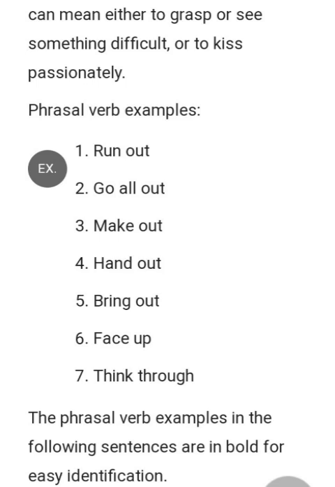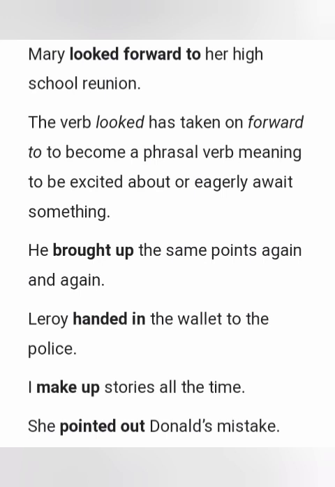The phrasal verb examples in the following sentences are in bold for easy identification. Mary looked forward to her high school reunion. The verb looked has taken on forward to become a phrasal verb, meaning to be excited about or eagerly await something. He brought up the same points again and again. Lore handed in the wallet to the police. I make up stories all the time. She pointed out Donald's mistake.